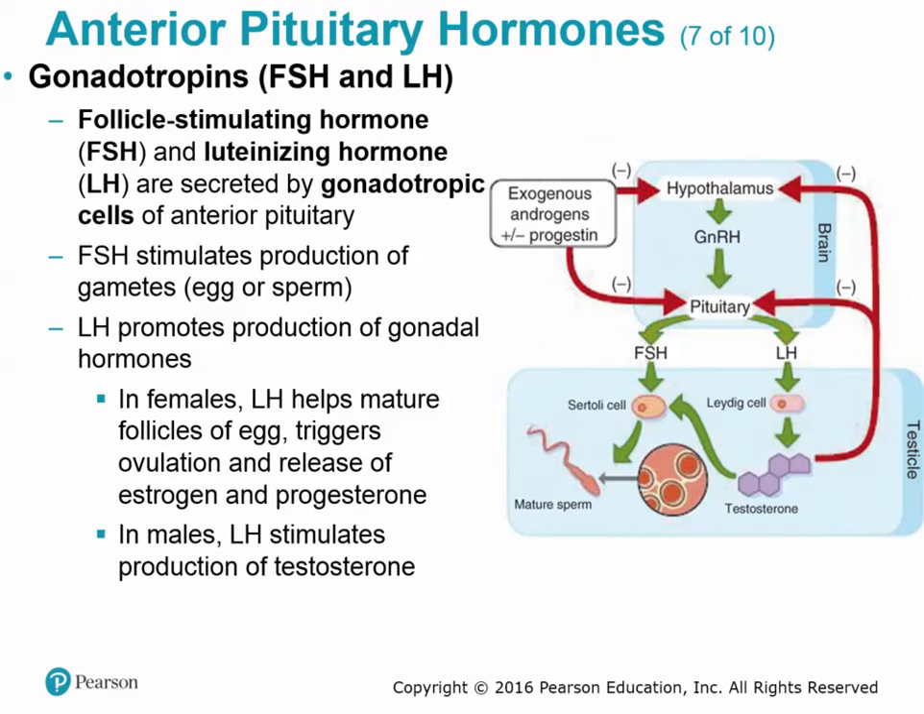Okay. So our next anterior pituitary hormones are the gonadotropins, FSH and LH: follicle stimulating hormone and luteinizing hormone. FSH is going to stimulate production of the gametes. Gametes are sperm or eggs. Luteinizing hormone promotes production of the sex hormones. In females, it helps to trigger ovulation and produce estrogen and progesterone. And in males, it stimulates the production of testosterone.